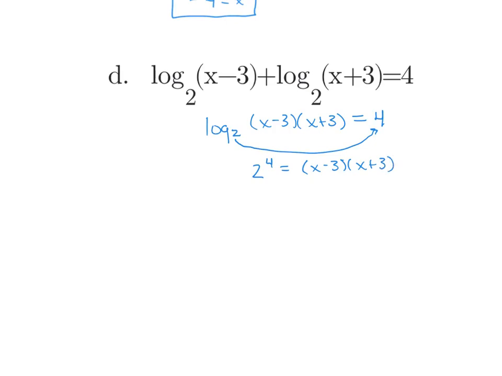We want to multiply our factors together as well as simplify the exponential. So 2 to the 4th is 16. We have difference of squares here. Notice that your factors are exactly the same except for the signs. So we get x squared minus 3x plus 3x minus 9, or just x squared minus 9.